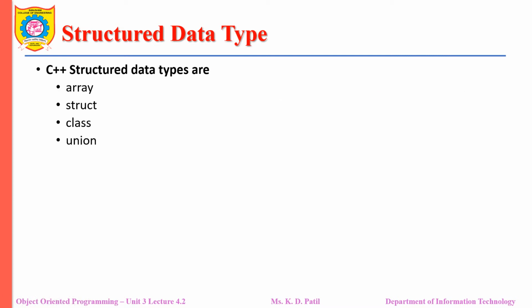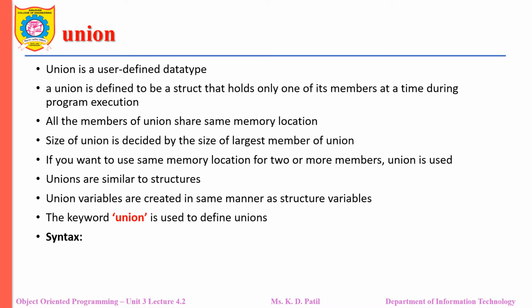C++ provides a number of structured data types such as array, structure, class and union. We have already seen the structure data type and class data type. In the further lectures of object oriented programming, we will see the array, and in this lecture we will focus on the union, which is one of the structured data types. Now let us see what is union.